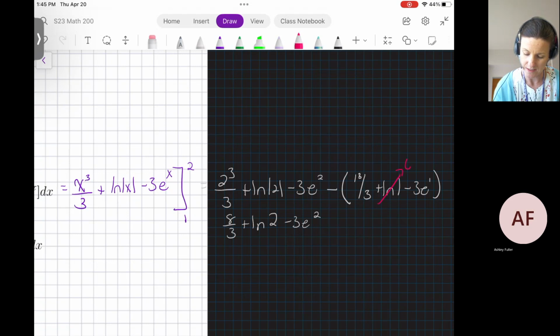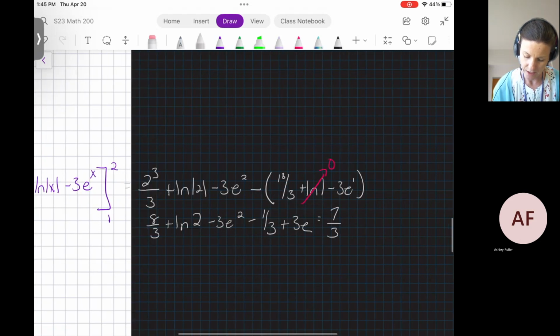Note the ln of 1 goes to 0, and we are left with minus 1/3 plus 3e, which results in 7/3 plus the ln of 2 minus 3e squared plus 3e.